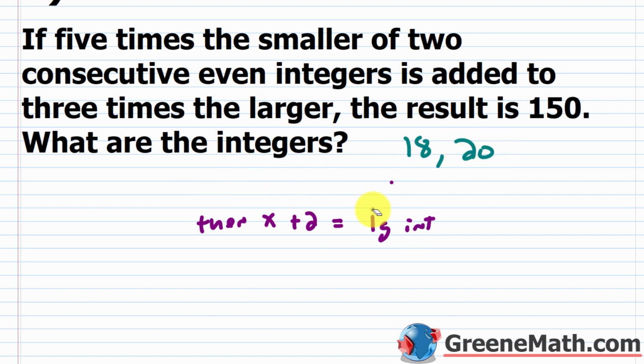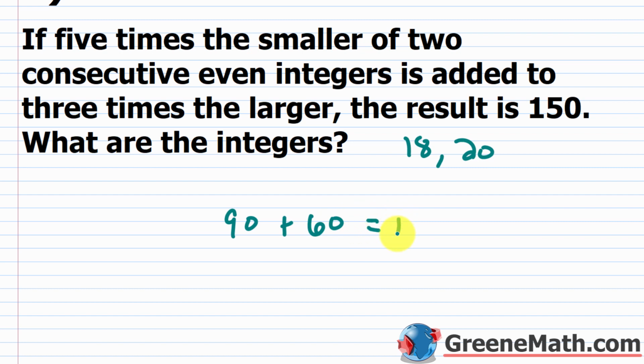And again, you can always check this by just reading back through the problem. So it says if 5 times the smaller of 2 consecutive even integers, so 5 times 18, which would be 90, and then it says is added to 3 times the larger. So the larger is 20. 3 times 20 is 60.